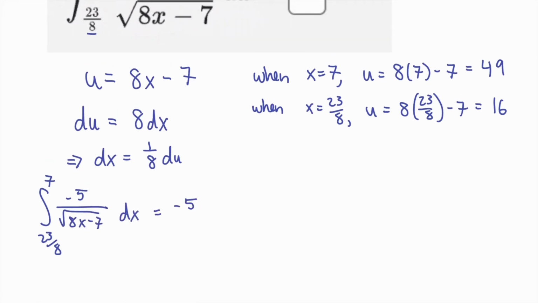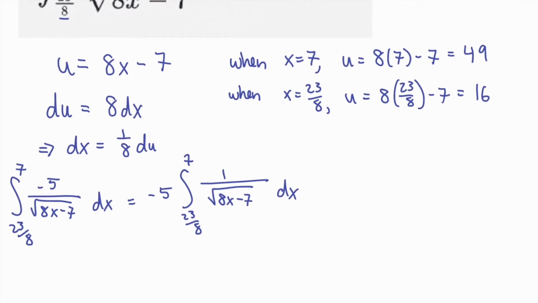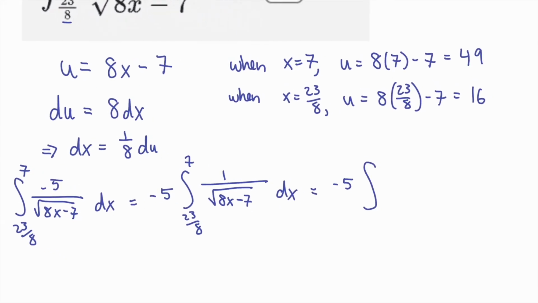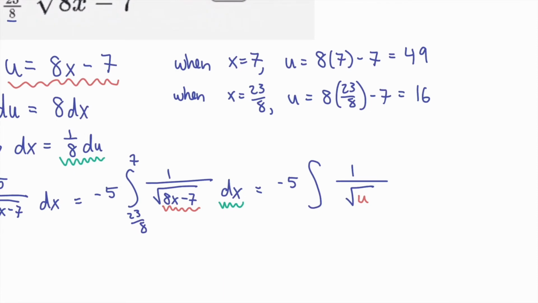I'm going to factor out this minus 5 as a constant. And now we can plug everything in. So remember our u is equal to 8x minus 7, which is what's inside of our radical here. So let's put u there. And then we figured out that our dx here is going to be equal to 1 over 8 times du. So let's add that expression in.